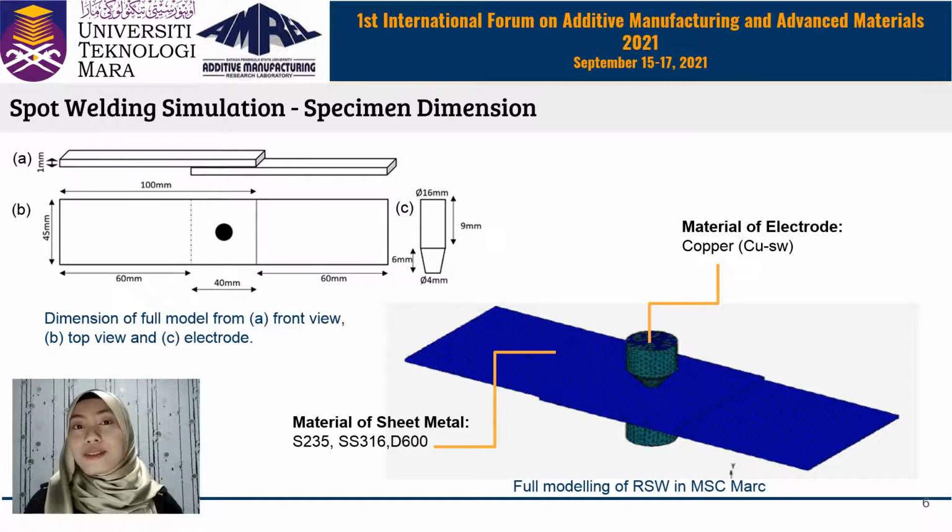Next, it is critical to verify the length unit before attempting to sketch the geometry. The unit of measurement in this simulation is millimeters. The resistance spot welding components employed in this simulation comprise 2 pieces of 100 mm long, 45 mm wide, and 1 mm thick plates. The 2 copper electrodes employed in this simulation are in the shape of a truncated cone.